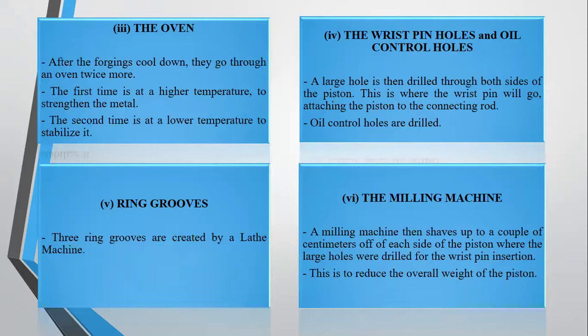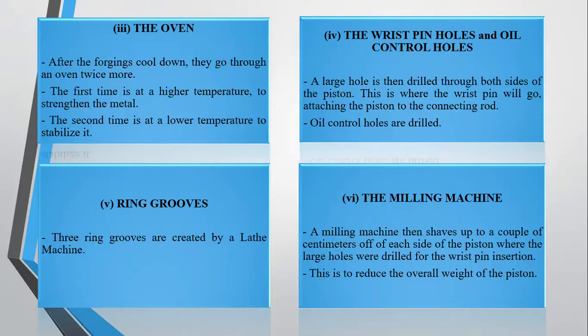The wrist pin hole and oil control holes. A large hole is then drilled through both sides of the piston. This is where the wrist pin will go, attaching the piston to the connecting rod. Oil control holes are drilled. Ring grooves: three ring grooves are created by a lathe machine.